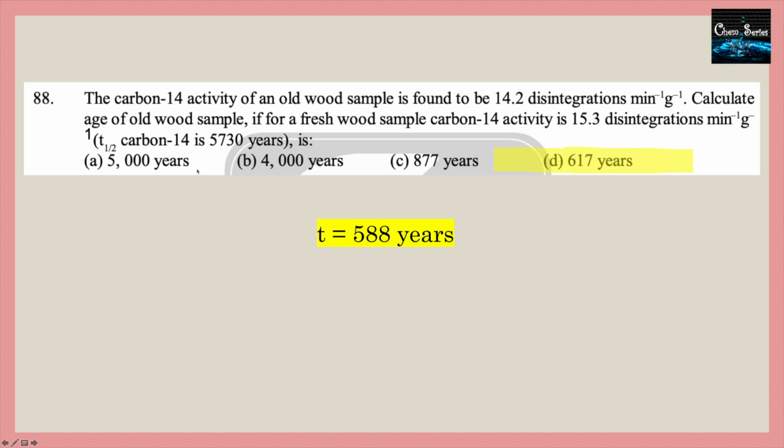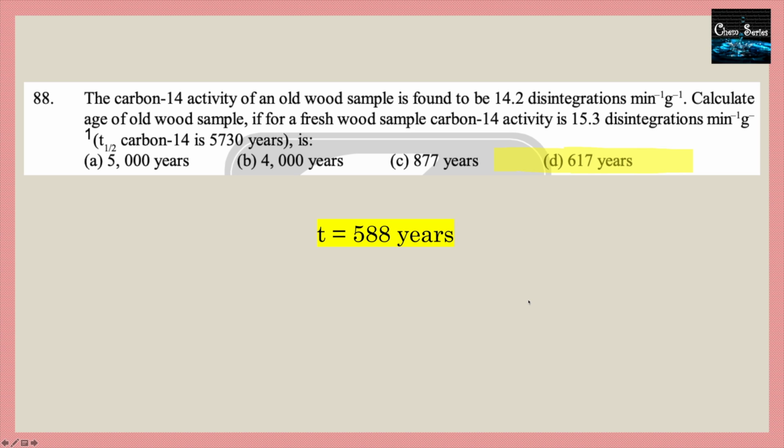You see the options: 5,000 years, 4,000, 877 and 617. So 617 years is approximately equal to the answer we got, right? So your correct option should be option D. This is how you can do the mathematical parts of chemistry problems, so that it will be time saving also.